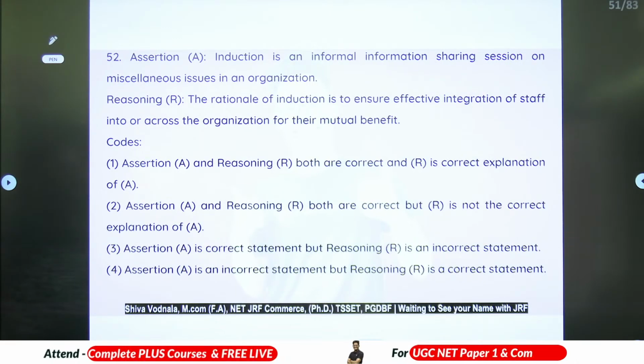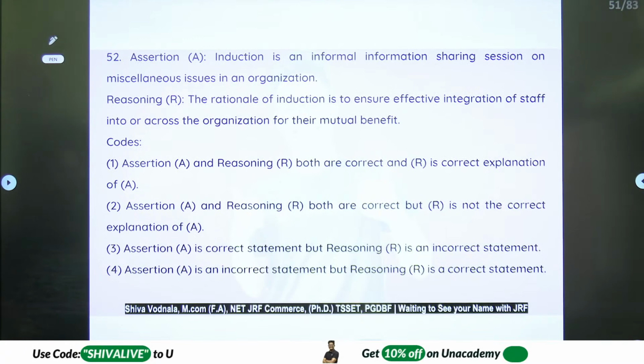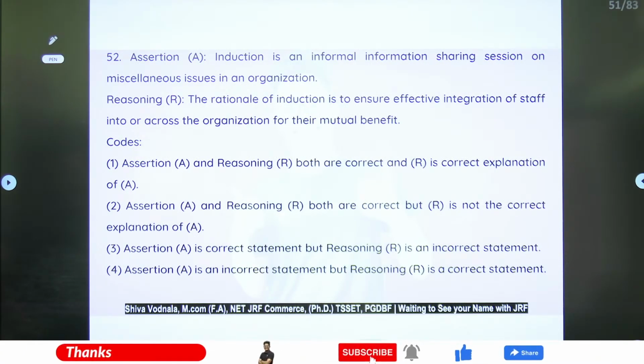Induction is an informal information sharing session on miscellaneous issues in an organization. And the rationale of induction is to ensure effective integration of the staff into or across the organization for their mutual benefit.